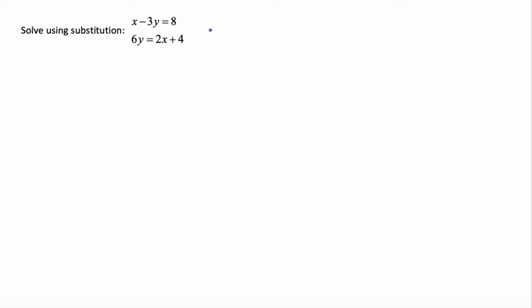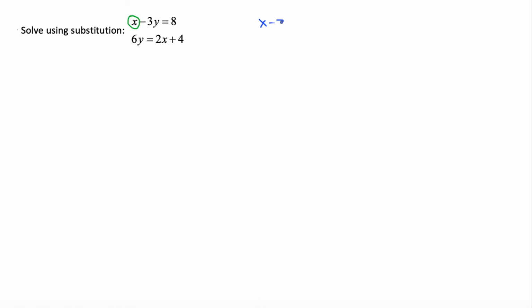Okay, so we want to get one of the variables by itself and then use that expression and substitute that into the other expression. Right, so the best variable to pick is the one that has a coefficient of 1 in it, right? This one is good. Okay. So let's solve or get this x by itself.